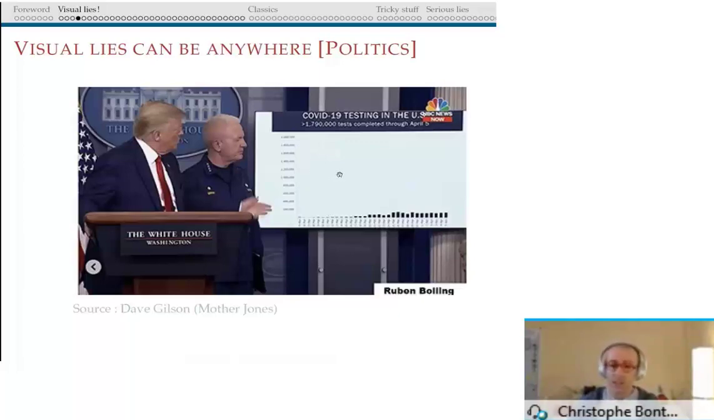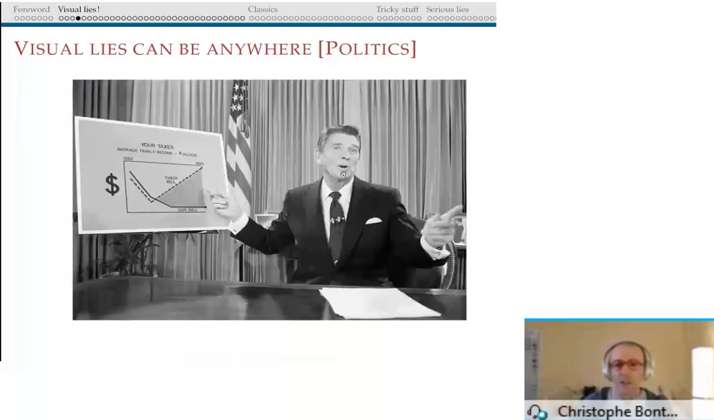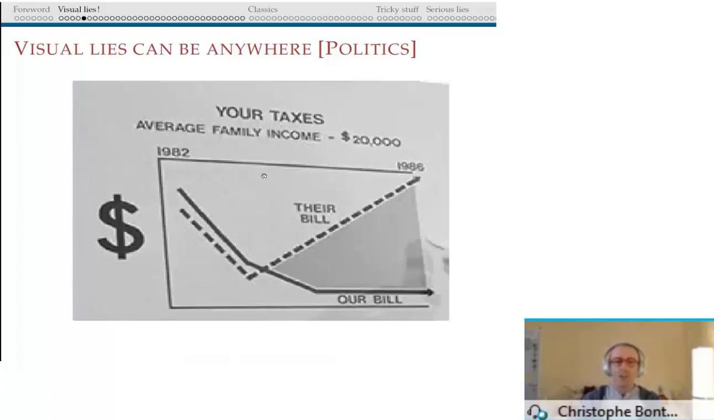It's not new. This also former president was using that a long time ago to show something very insightful: our bill, their bill, over time. It's not particularly misleading, probably. I mean, this bill could be different, but we just have a big dollar sign saying, okay.